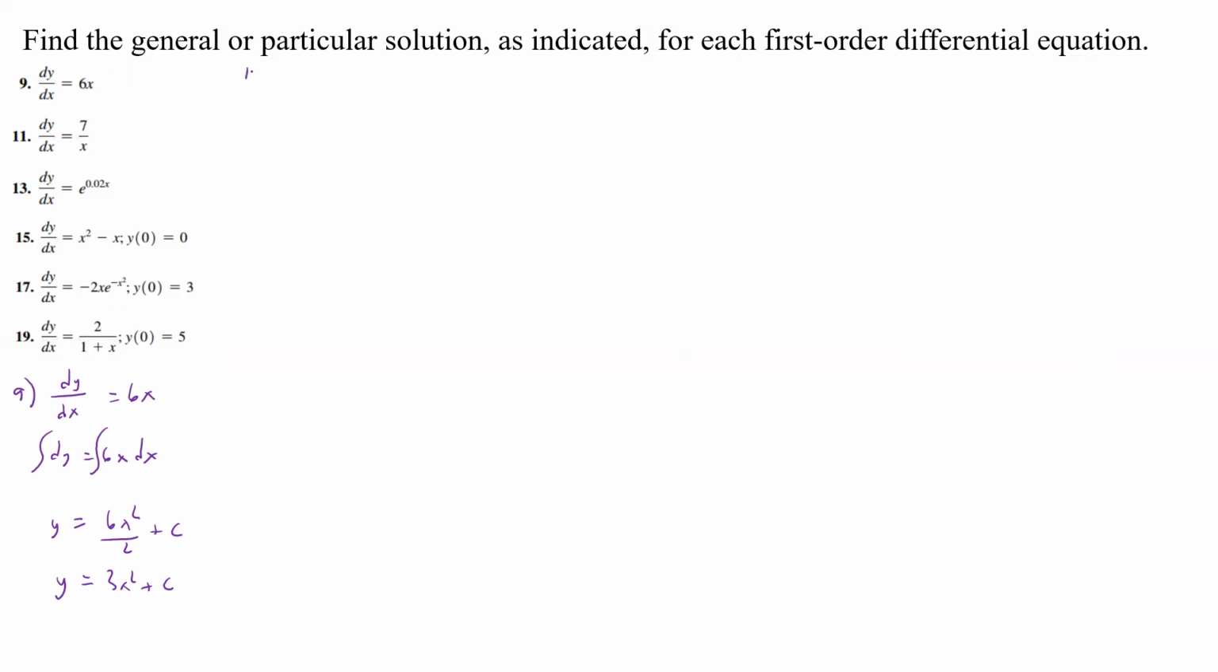What about 11? Here we have dy/dx equals 7 over x. Again, multiply both sides by dx. So we have dy equals 7 over x dx. And again, I'm going to integrate both sides. Now here I might think about this and rewrite it so that I can see for sure I have 1 over x. When I take that integral, I get y equals 7 ln absolute value of x, plus, again, some c.